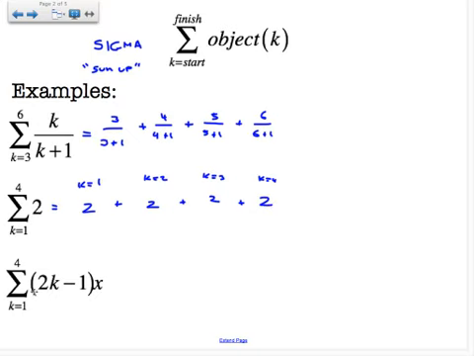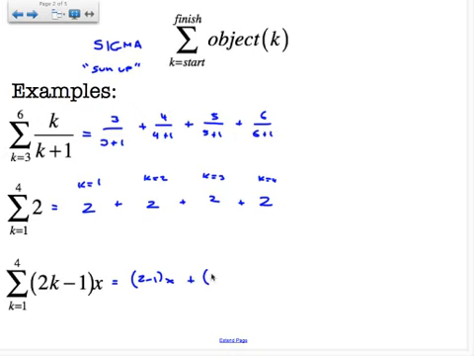And then the last example has not only the parameter k involved, but also a variable x. The important thing to note here is that the x is not affected by what's on the sigma symbol. This only affects the parameter k and increases the parameter by 1 each time. So when k is 1, we will get 2 minus 1 times x. We add, and we go to the next level.